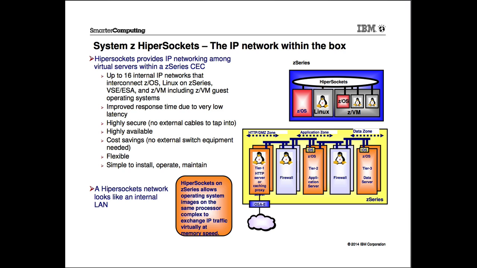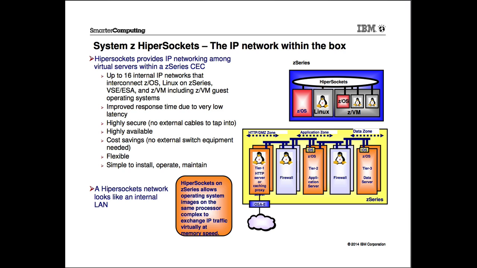So we support up to 16 internal IP networks, and they interconnect z/OS, Linux on Z, VSE, z/VM, and z/VM guest operating systems, all of them within the box. So it's completely within the box, and what really happens under the covers is we do it with memory copies. So very low latency over HyperSockets.